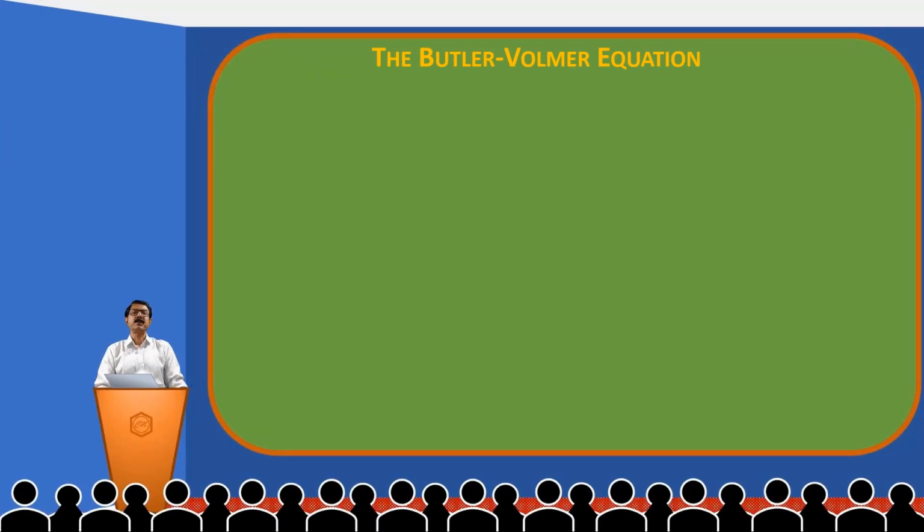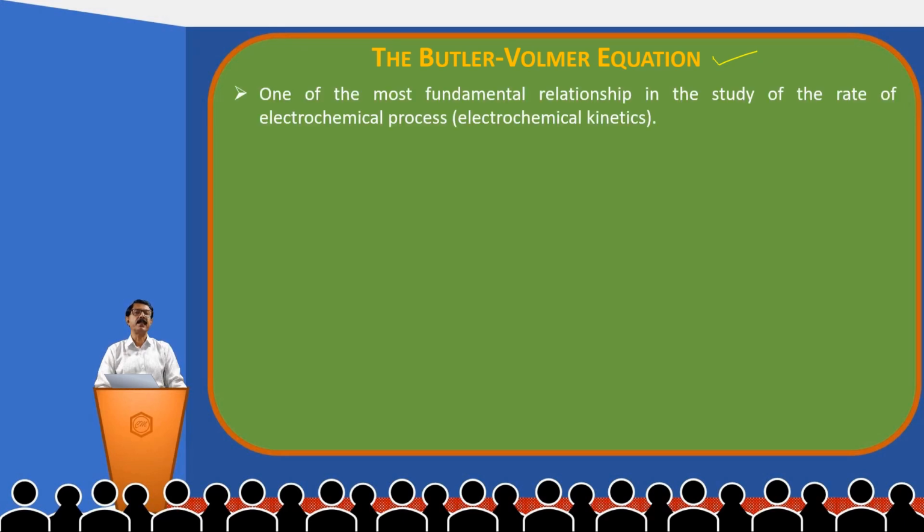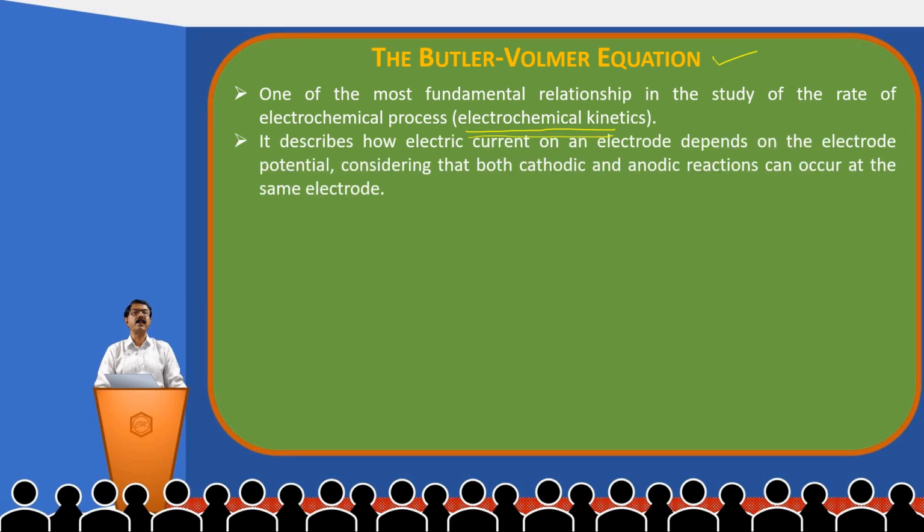Now let us pass on to the main topic of our discussion, the Butler-Volmer equation. It is one of the most fundamental relationships in the study of the rate of electrochemical processes or electrochemical kinetics. It describes how electric current on an electrode depends on the electrode potential. Considering that both cathodic and anodic reactions can occur at the same electrode, that we have already seen.